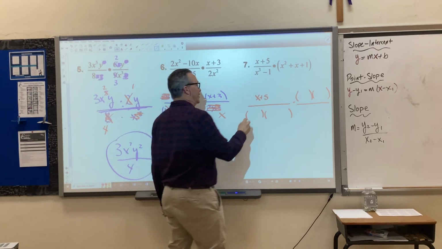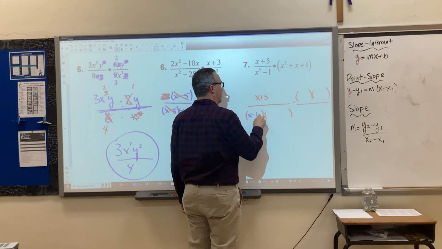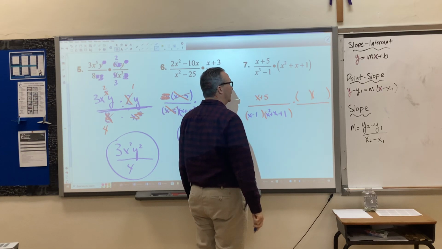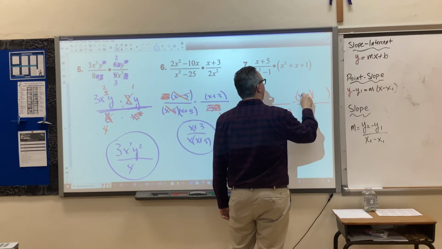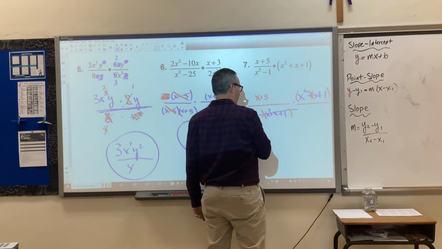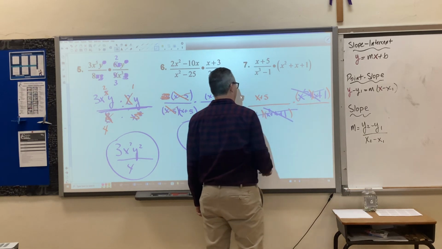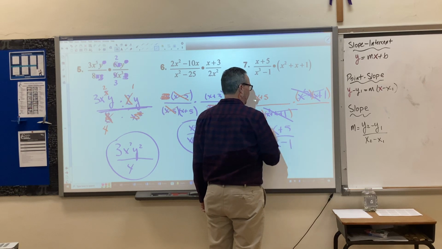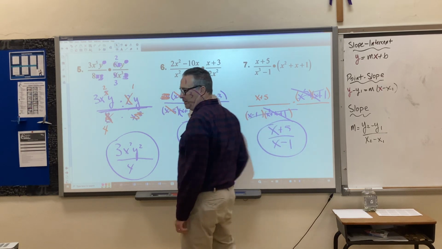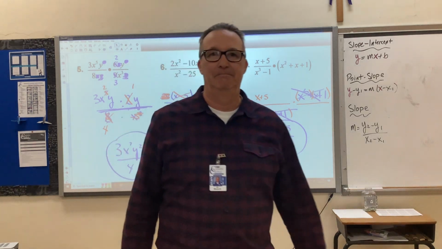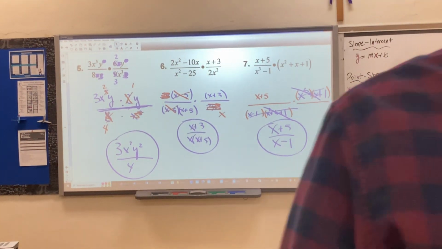So this factors into x minus 1 times x squared plus x plus 1. This doesn't factor. X squared plus x plus 1 cancels that one. You're left with x plus 5 over x minus 1. All right, good luck on that homework. Be awesome. Good job.